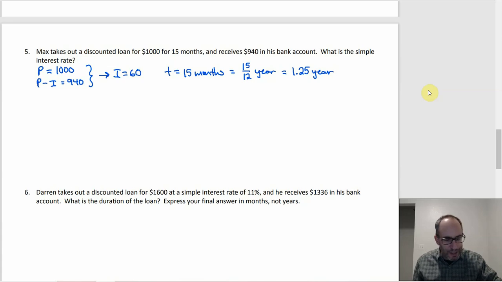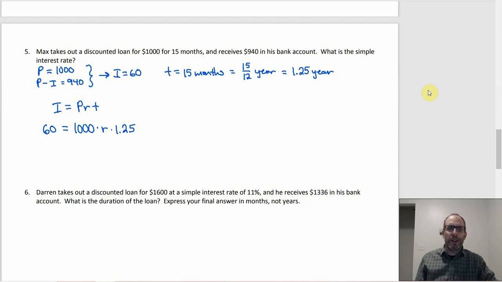All right, so then I equals PRT, and we're solving for R this time. So we know that I is 60. P, what we started out with, our face value of the loan, that's 1,000. We don't know what R is yet, so we'll just leave that as an R. And then T is 1.25. But then on the right side, we can simplify a little bit. We could multiply the two numbers together, and 1,000 times 1.25 is 1,250. So 60 would be 1,250 times R. And then we want to get the R by itself.